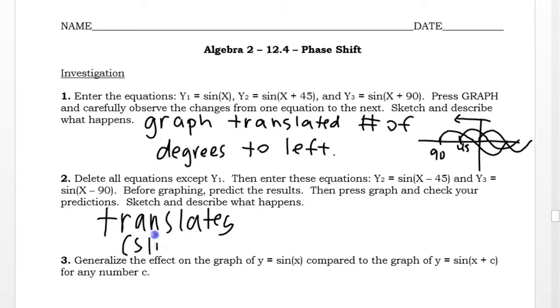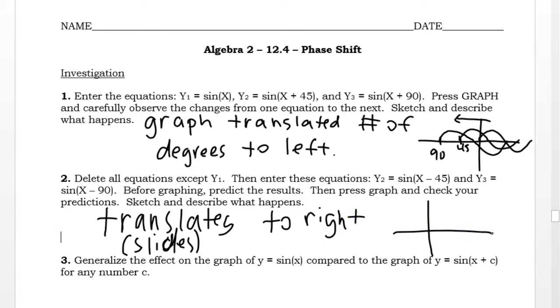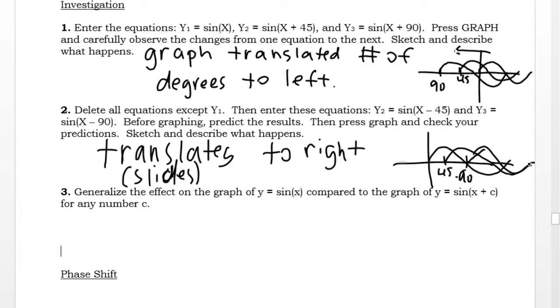And if you don't like the word translates, remember it means the same as slide. Translate means slide. Again, I'll attempt to sketch just one cycle of the sine graph, but there's my original. And then when I move to minus 45, and then when I move to minus 90. That was pretty bad.